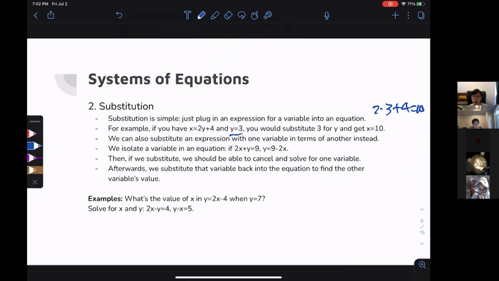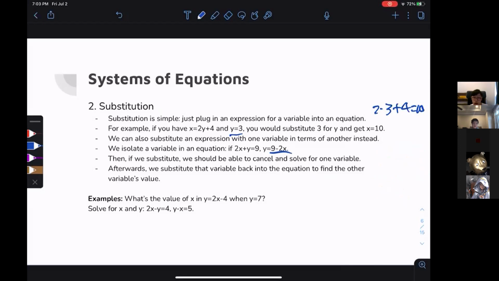Another way is you isolate a variable in an equation. Let's say 2x plus y is equal to 9 as they show here. Then you subtract 2x from both sides, and then you get y is equal to 9 minus 2x. And now if you had another equation, like x plus y is equal to 5, then what you do is you take this expression, since it's equal to y, you plug it in, you get x plus 9 minus 2x is equal to 5, and then you get to solve for x is equal to 4, I believe. And yeah, that's how that works. Substituting a variable in terms of another variable.